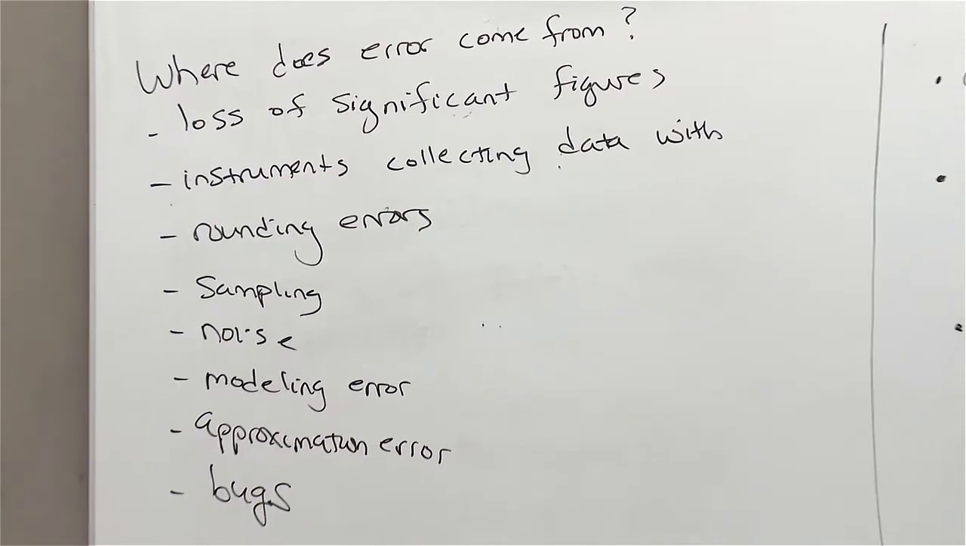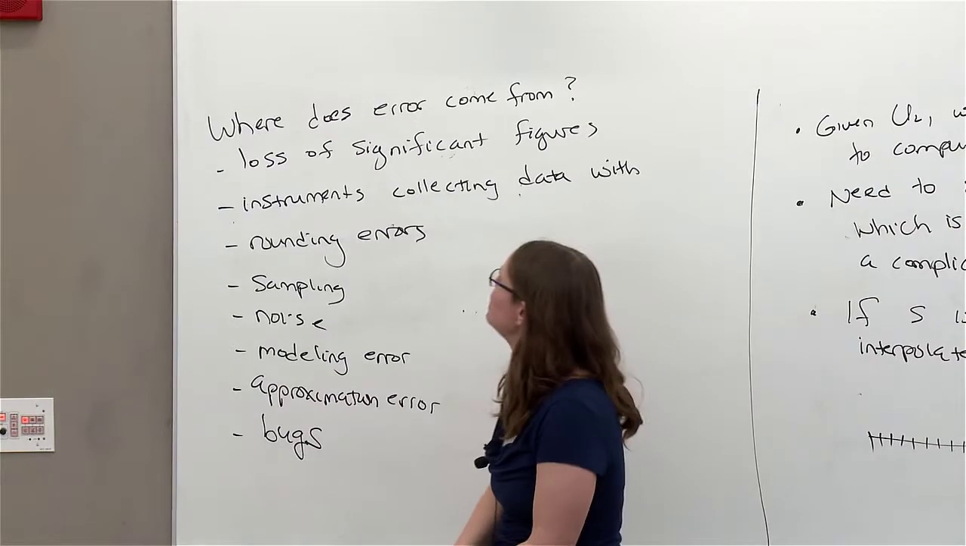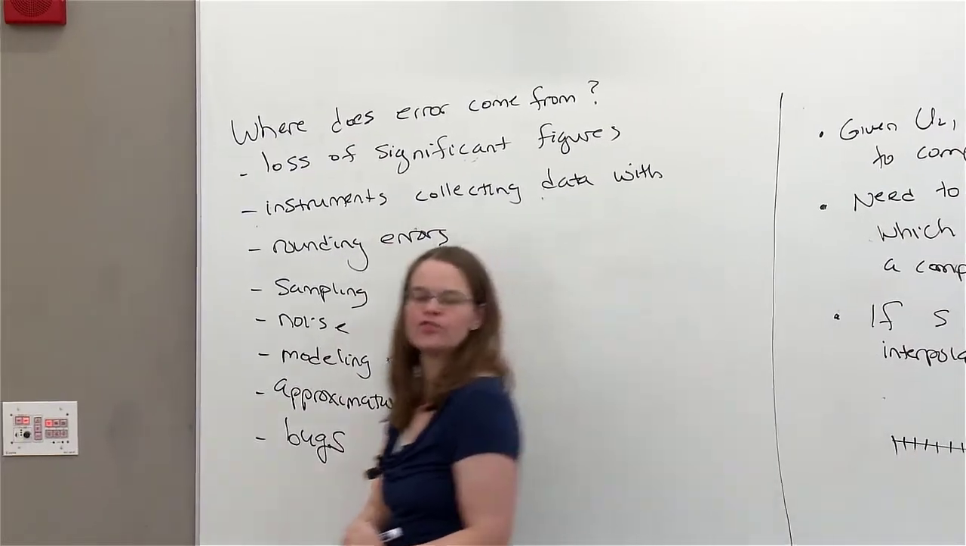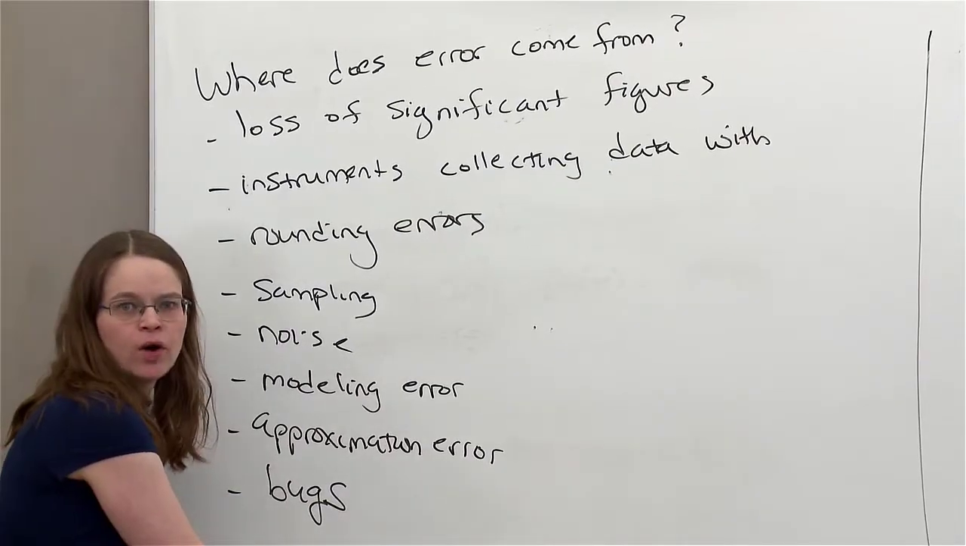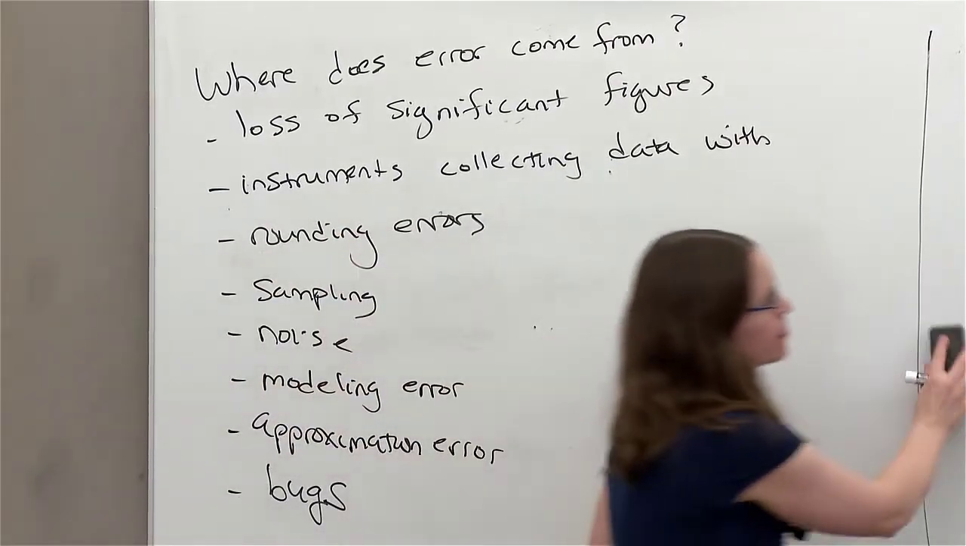So let's talk a little bit more about error. We'll hit some of these sources of error. Say what are the things we have to worry about. What are some of the ways that we can try to quantify what's going on here.